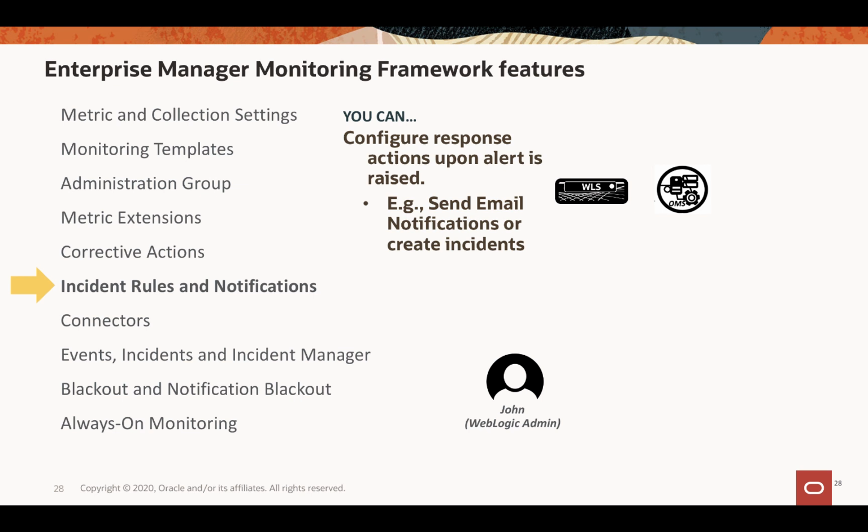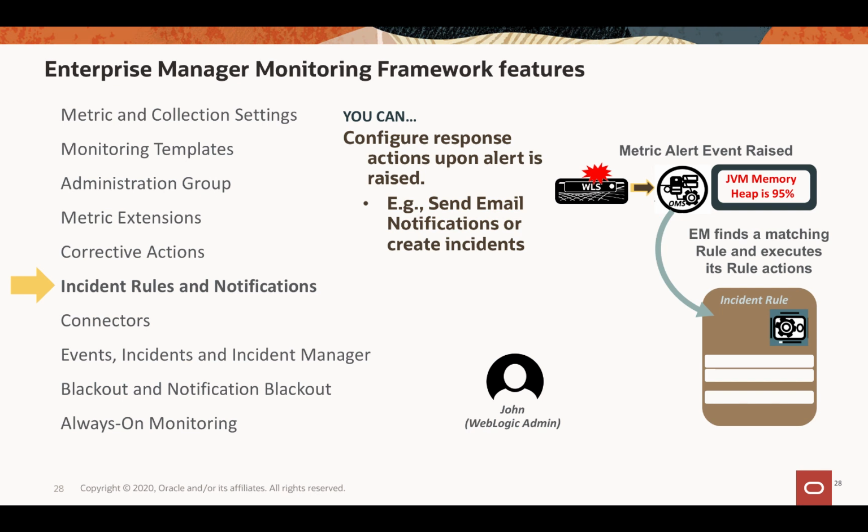Incident rule. So this is a framework that manages response actions when an alert is raised, such as sending email notifications. So for example, when a metric threshold is crossed, EM raises a metric alert event. The incident rule engine detects that event and looks up the matching rules. Basically, the incident rule instructs EM what to do in order to handle such an event. So in this example, an incident is created, and that is assigned to the user John, who is a WebLogic administrator for this target. And in addition to that, an email notification is sent out to John to let him know that there is an issue in his server.